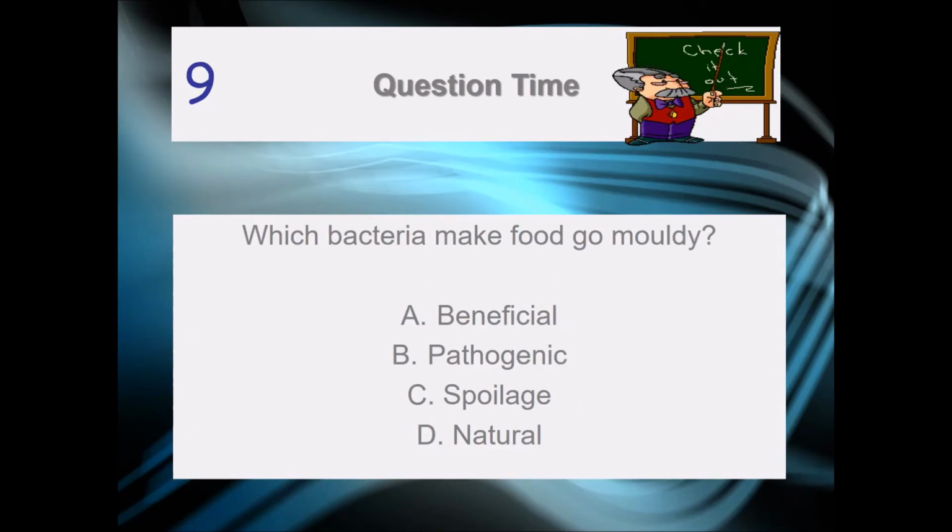Question 9. Which bacteria make food go mouldy? A. Beneficial, B. Pathogenic, C. Spoilage, or D. Natural.